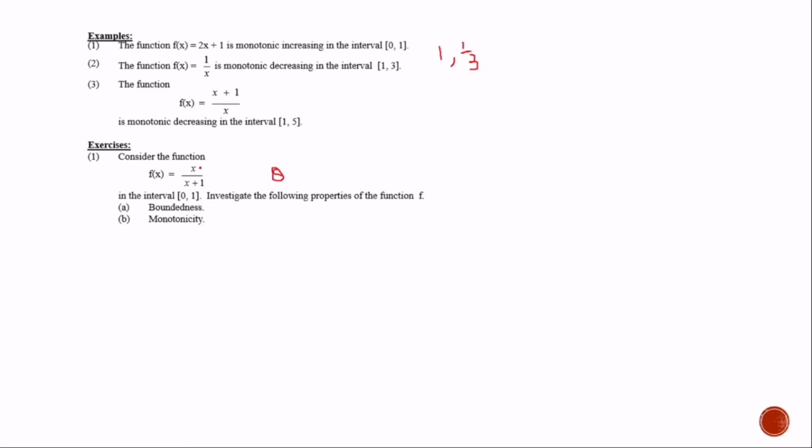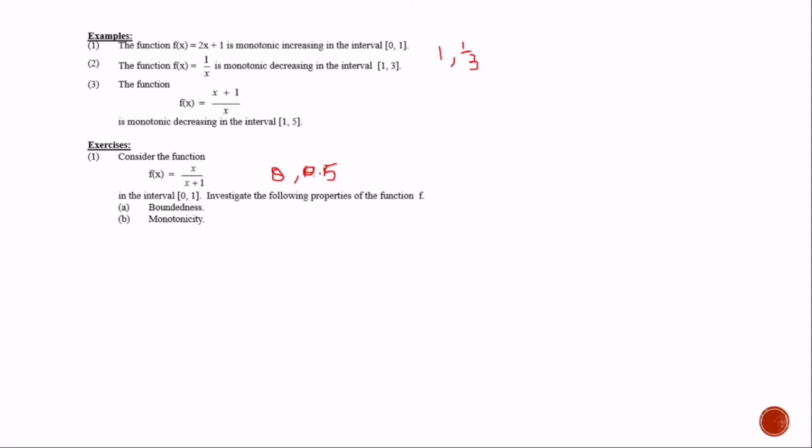And when you put 1 inside, you're going to get what? Let's see, you're going to get 1 over 2. So you're going to get 0.5. This means that this whole thing is increasing. So it is monotonic increasing order.